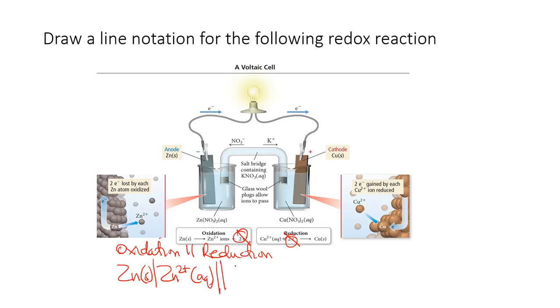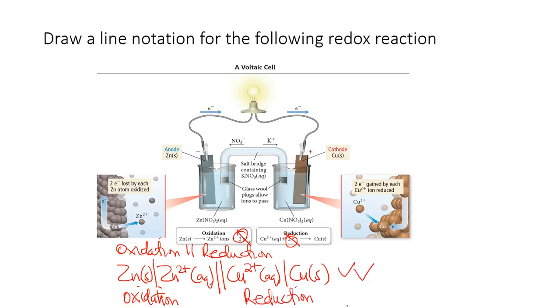Double line, copper aqueous to copper solid. So in this case, this part is undergoing oxidation. This part is undergoing reduction. But this is the line diagram that we are looking for, or line notation.